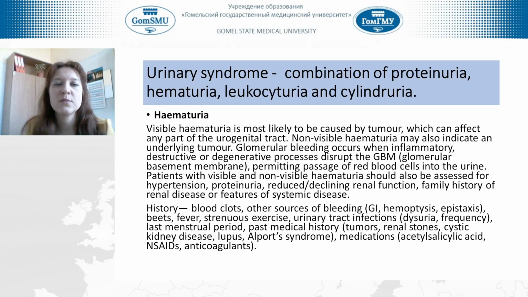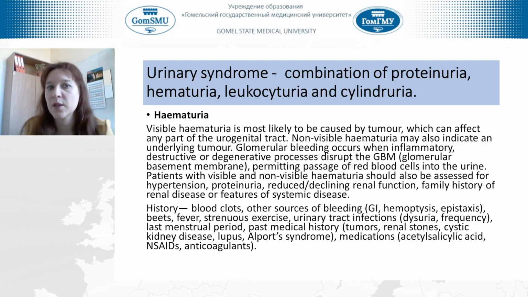Urinary syndrome, what does it mean? Urinary syndrome is a combination of proteinuria, hematuria, leukocyturia, and cylindruria. Hematuria. Visible hematuria is most likely to be caused by a tumor, which can affect any part of the urogenital tract. Non-visible hematuria may also indicate underlying tumors.